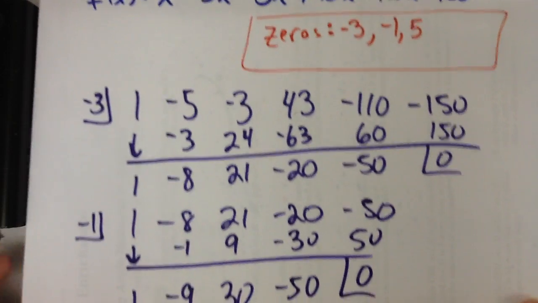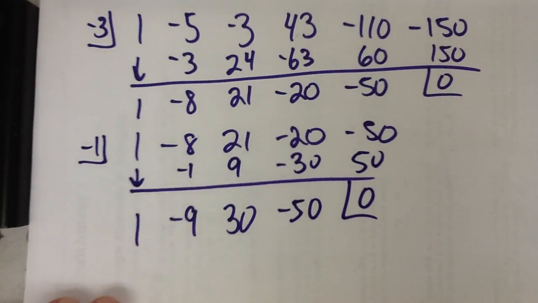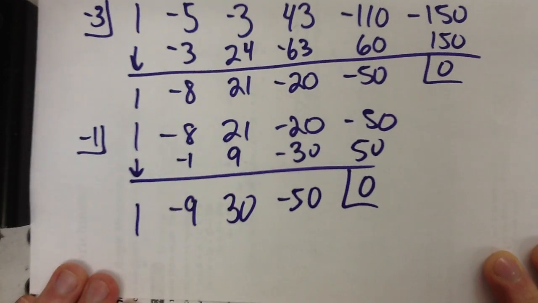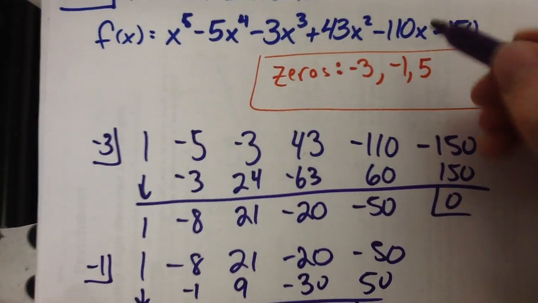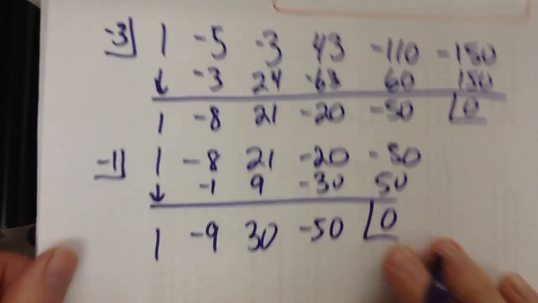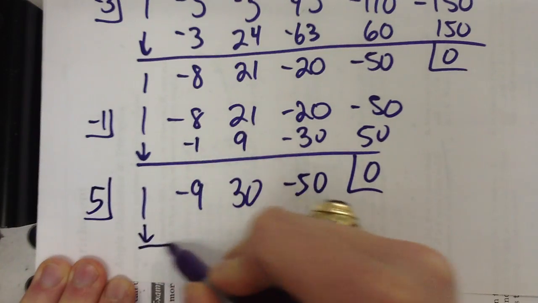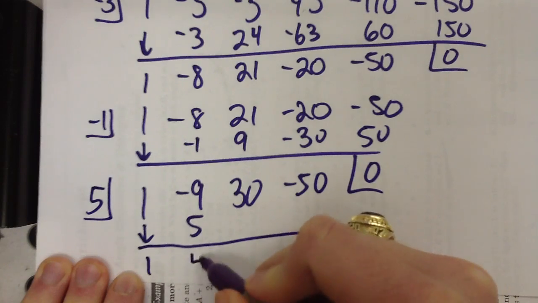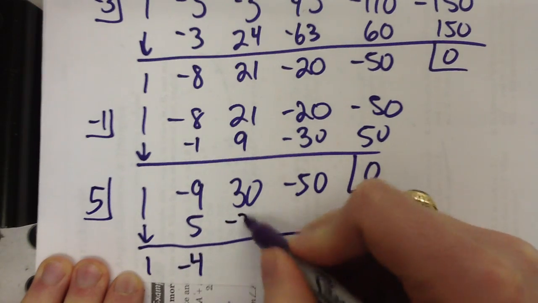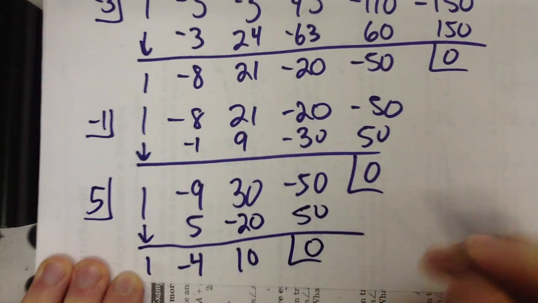All right. Whoops. Hope that was not too far off the screen for you. And now we've got one last 0. Let me scooch back up here so you can see it. The last 0 was at 5. So now let's synthetically divide 5 out. Okay. So bring down the 1, multiply, you get 5, add, you get -4. That's going to be -20, it's going to be +10, multiply, add, there we go.